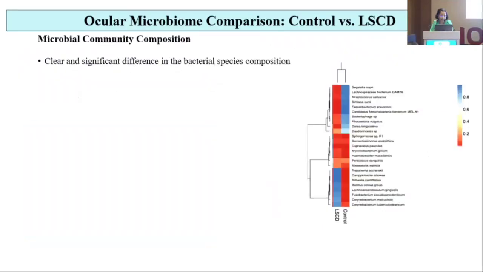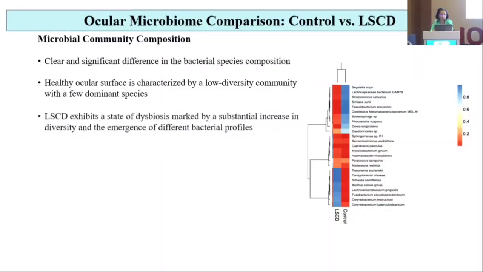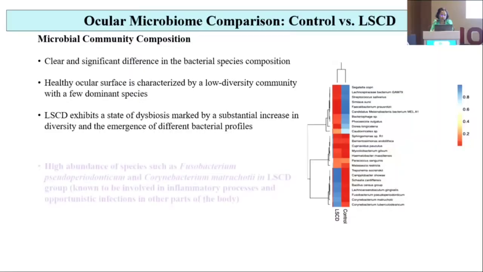And when we looked at these heat maps that are generated from the microbial flora, there was a clear and significant difference in the bacterial species composition. The healthy ocular surface is characterized by a low diversity community with few dominant species. In contrast, in limbal stem cell deficiency, you have a marked dysbiosis, meaning there's an increase in the diversity and emergence of new different bacterial profiles.